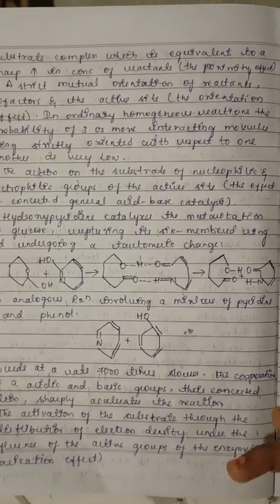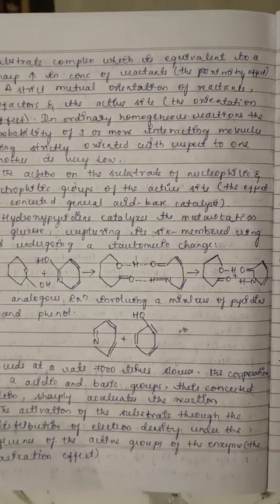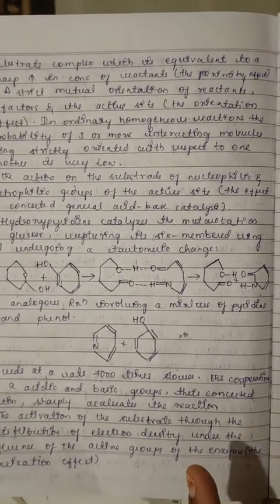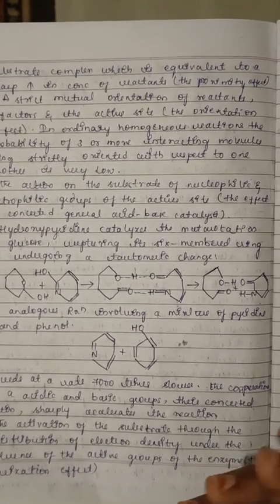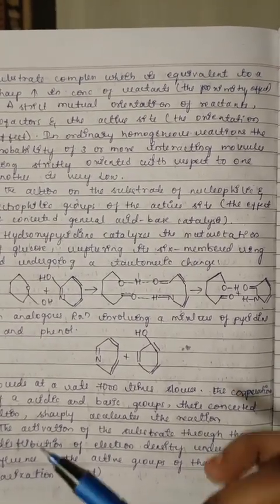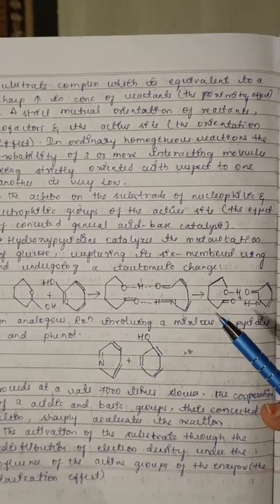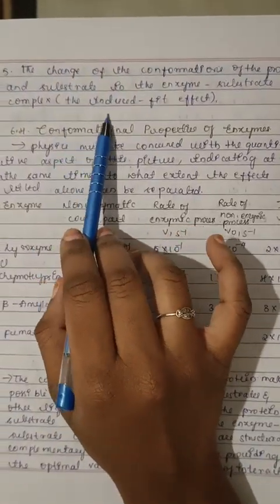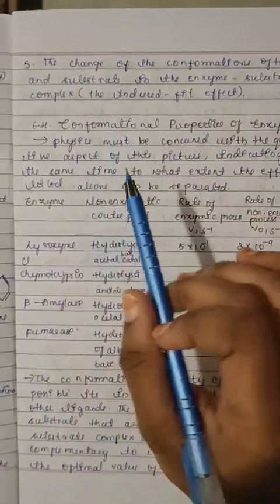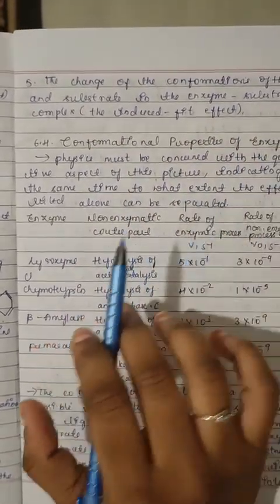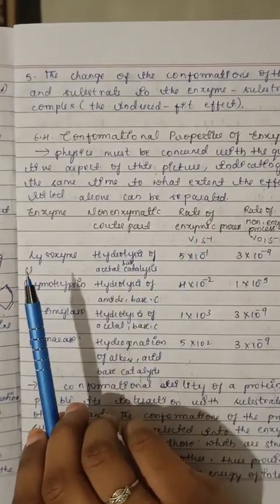The cooperation of acidic and basic groups, their concerted action, sharply accelerates the reaction. The activation of the substrate through the redistribution of electron density under the influence of active groups of the enzyme is called the polarization effect. See the last point, that is called the induced fit effect. What does this mean? The change of the conformations of the protein and substrate in the enzyme-substrate complex. This is called the induced fit effect.